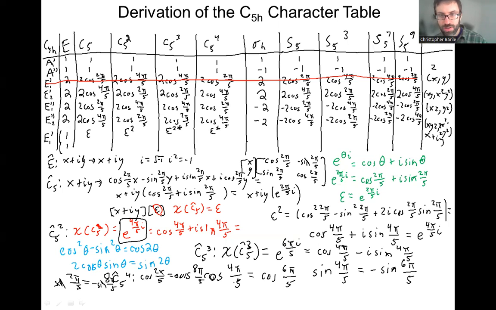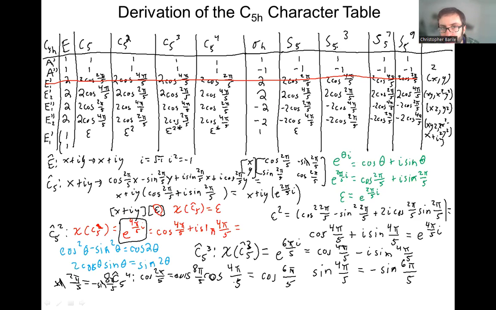All right. So moving on from here, we have sigma h. And if you recall, sigma h sent x to x and y to y. Sigma h was in the mirror plane. So x plus iy is just going to go into itself. So that one you're going to get 1. And then for the S5, remember, just like we've been doing this trick throughout this derivation, an S5 is equal to a C5 followed by a sigma h. Well, sigma h we just determined doesn't do anything. So this is going to be the same character as C5, which is epsilon.